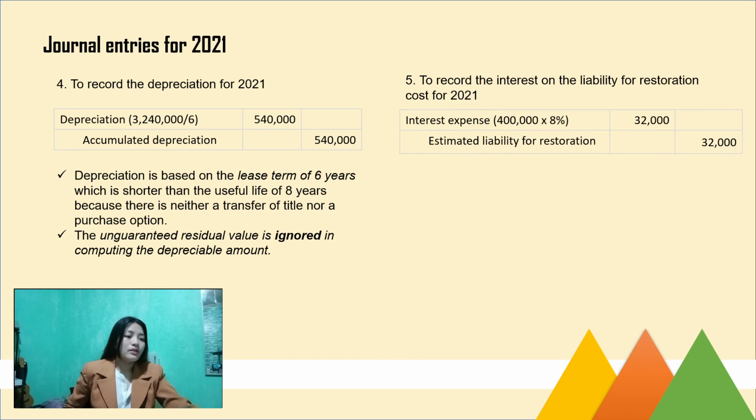So, number 5, to record the interest on the liability for restoration cost for 2021. So, we debit here interest expense amounting to 32,000 and credit estimated liability for restoration with the same amount. So, nakuha natin yung 32,000 by getting the 8% of 400,000. So, yung 400,000, ito yung kaninang present value of restoration cost natin. Then, the 8% is the discount rate for the restoration cost. So, kaya natin kinuha yung 8% ng 400,000. And that amounts to 32,000.